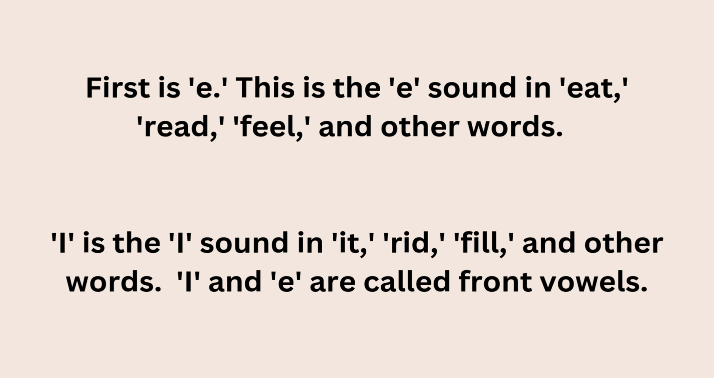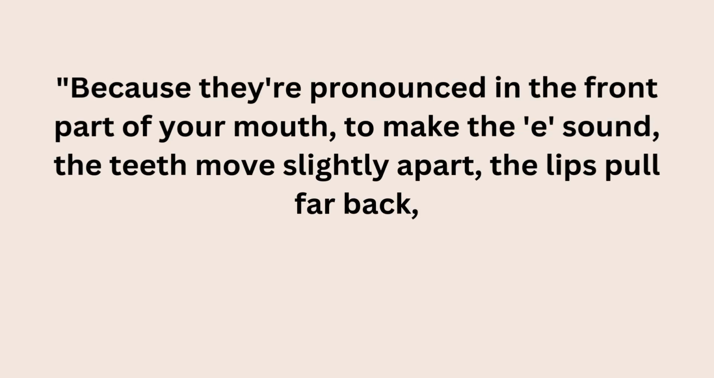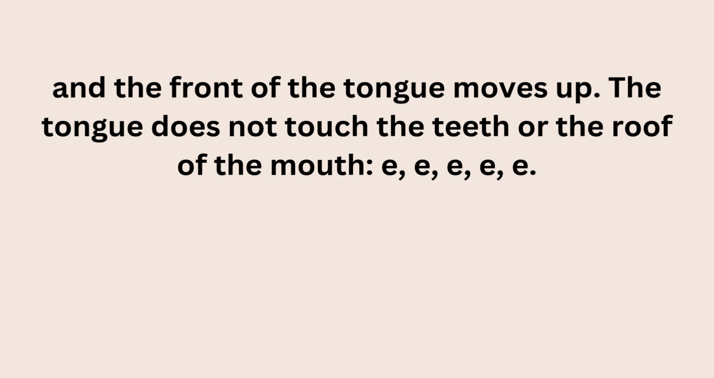First is E. This is the E sound in eat, read, feel, and other words. I is the I sound in it, rid, fill, and other words. I and E are called front vowels because they're pronounced in the front part of your mouth. To make the E sound, the teeth move slightly apart, the lips pull far back, and the front of the tongue moves up. The tongue does not touch the teeth or the roof of the mouth.